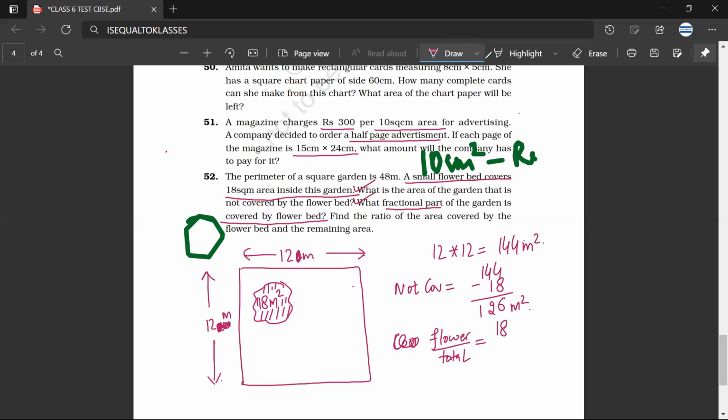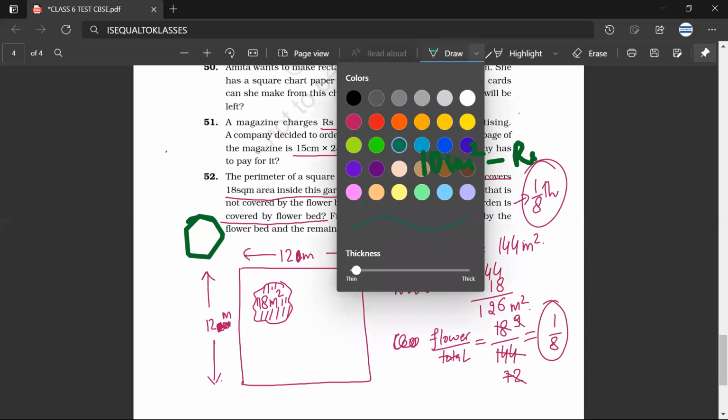So flower bed is 18, total is 144. Divide the two and find the answer. So 2 9 the 2 7 the 2, the 9 8 the, 1 by 8. So 1 by 8 is the fraction. Mr. Satya, any doubt? No, sir. Mr. Sarthak, is it correct? 1 by 8 is the answer. Yes, sir. It's correct.